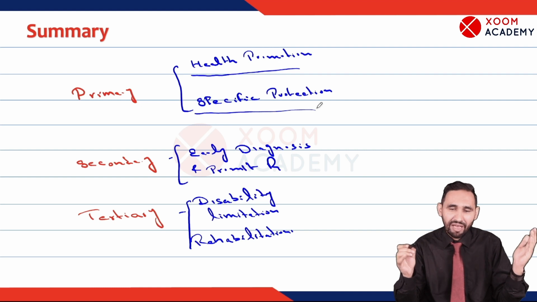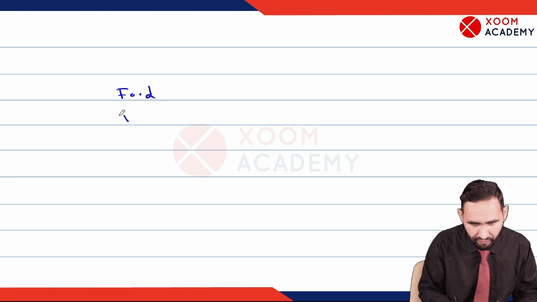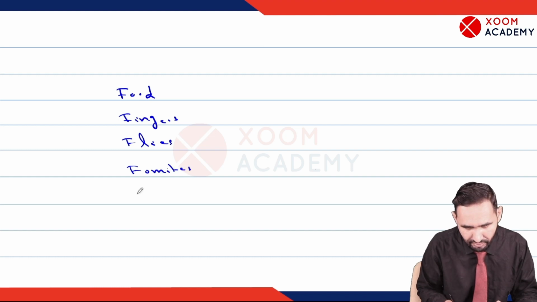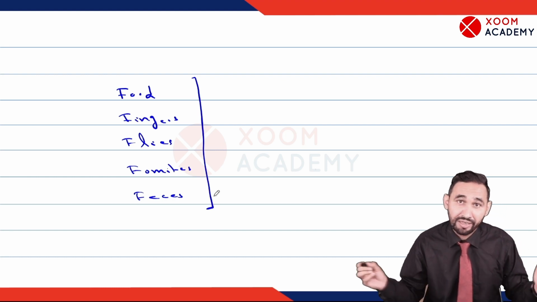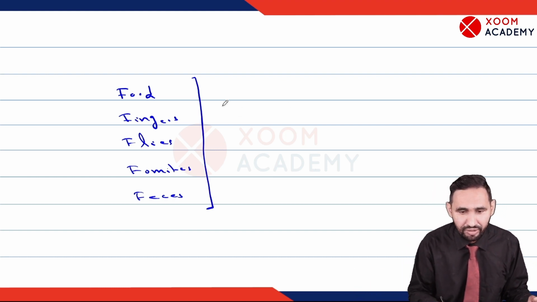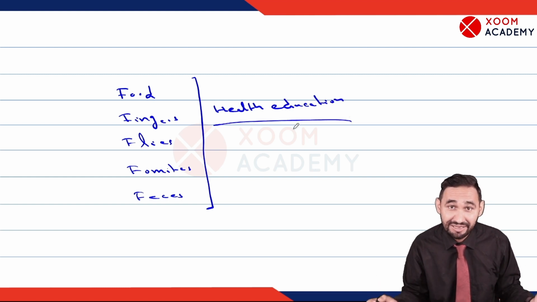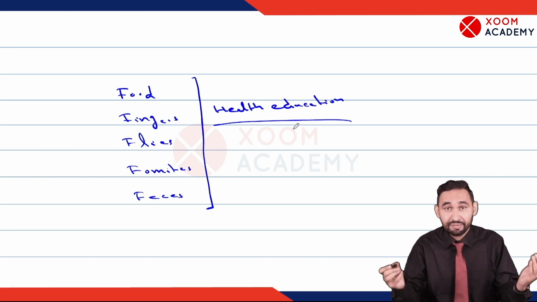So, you need to remember 5 F's: food, fingers, flies, fomites, feces. You can control these 5 F's and you can control typhoid fever. You can do this by health education. We need to educate our people. Education of hygiene, food sanitation. That's how we can control typhoid fever. That's all for typhoid.